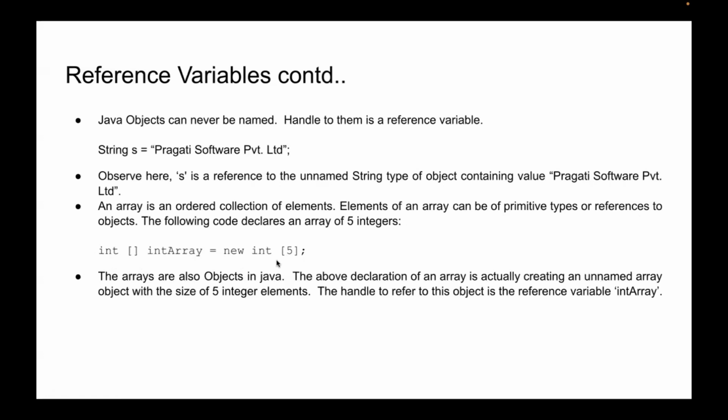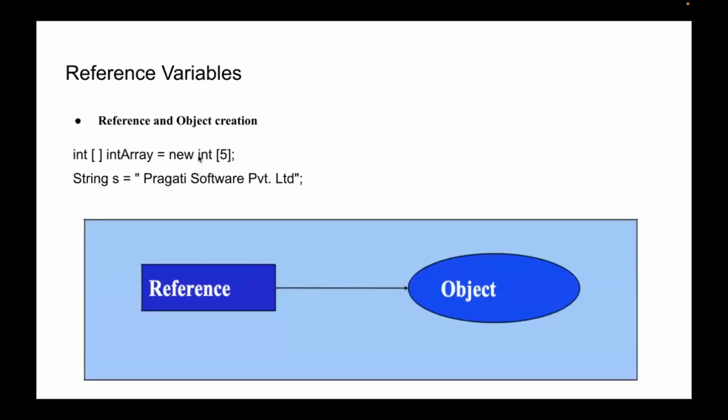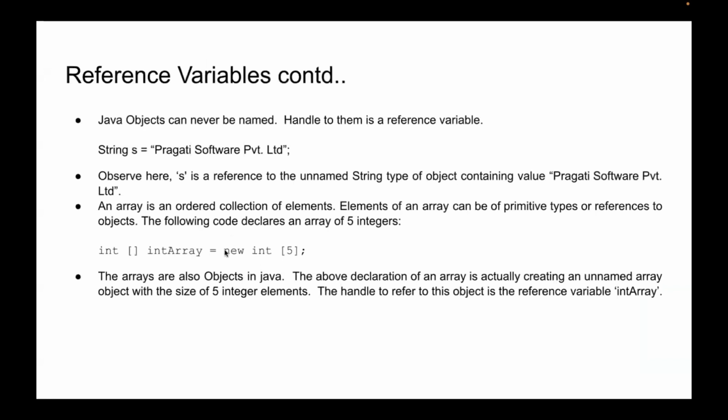So we have seen how we create arrays of primitive types: int, float, double, char, boolean. You can create these arrays, right? The arrays are also objects in Java. So this we have already seen. When we use this new int, it creates an object. The above declaration of an array is actually creating an unnamed array object with the size of 5 integer elements. The handle to refer to this object is the reference variable int array. We have already seen these things in the demo, so I'm moving forward.